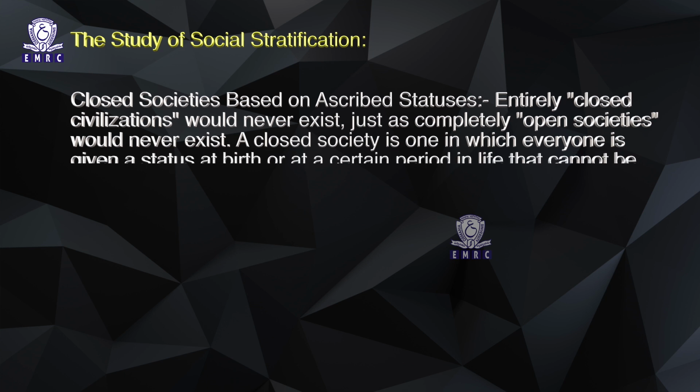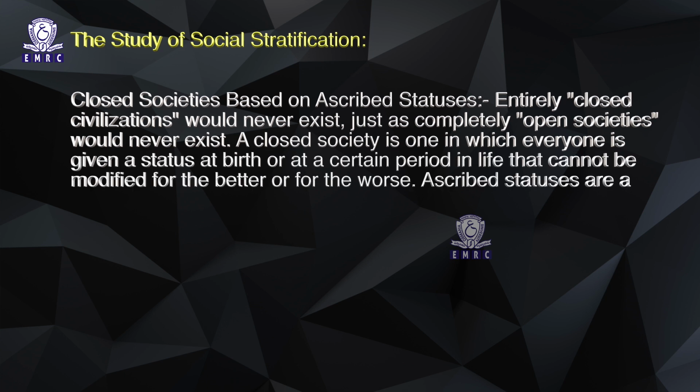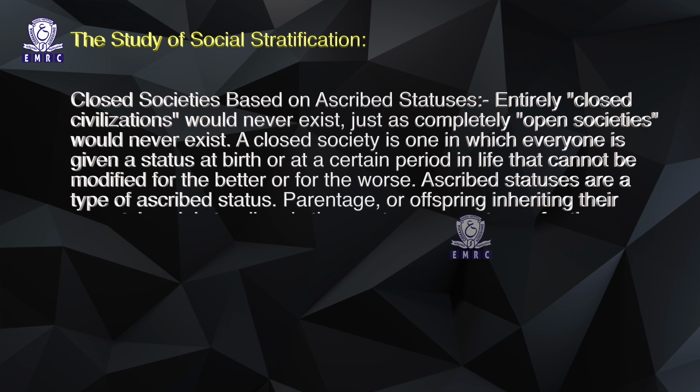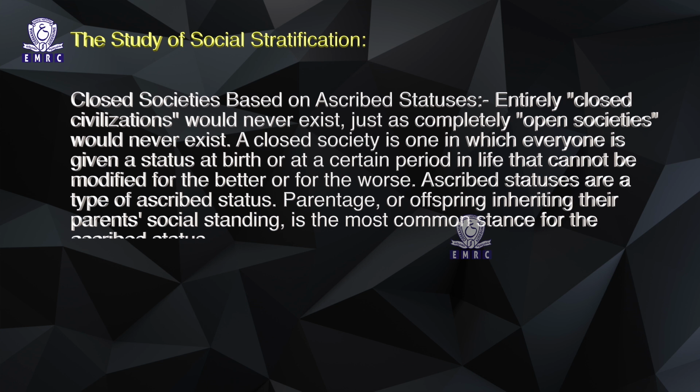A closed society is one in which everyone is given a status at birth or at a given period of time in life that cannot be modified for the better or for the worse. Parentage, or offspring inheriting their parents' social standing, is the most common basis for ascribed status. However, different elements like political and economic conditions and so on may impact such statuses from time to time. In a completely closed society, no individual deed, no exceptional merit and no well-known wrongdoing could change one's assigned status.